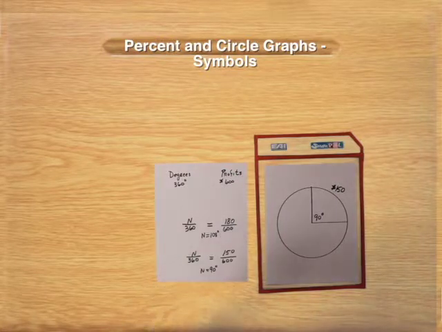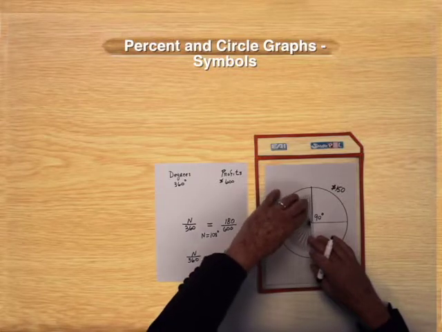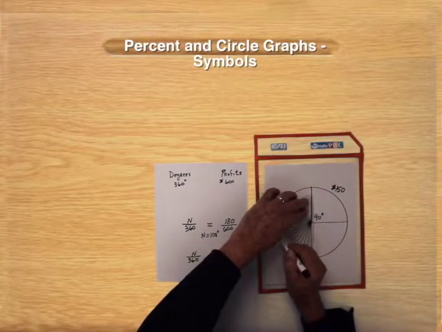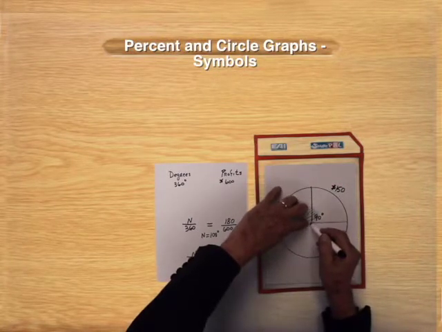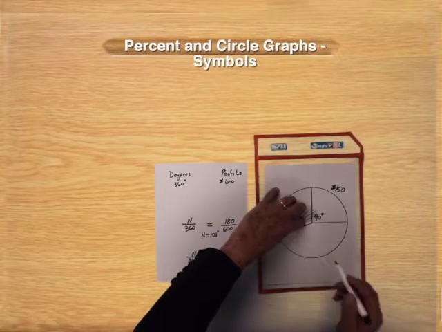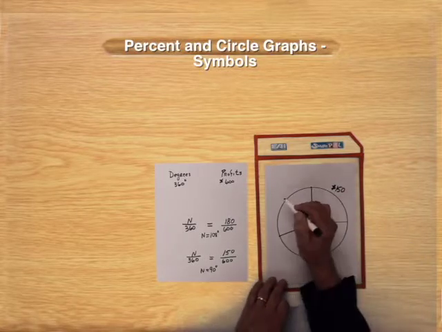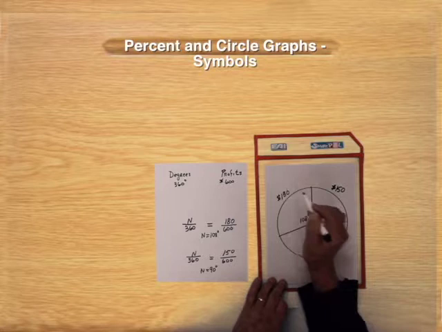And so now we continue drawing 108 degrees from our angle of 90 degrees. So 108 degrees will intersect the circle there, and we draw the radius. So this angle is going to be 108 degrees, and it's going to represent $180 in profits.